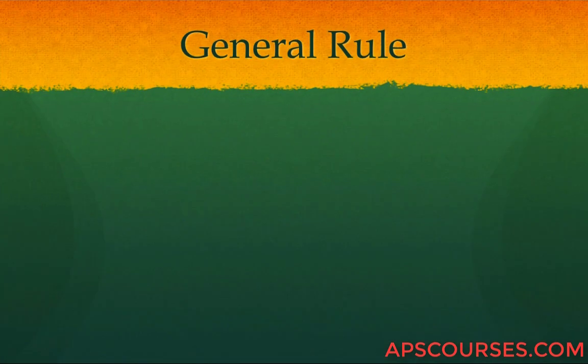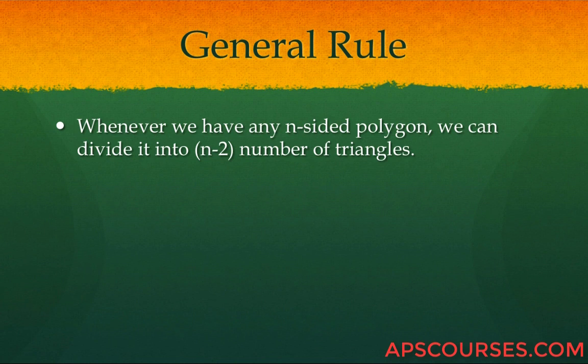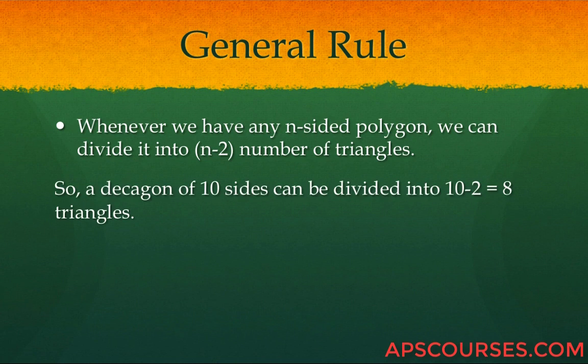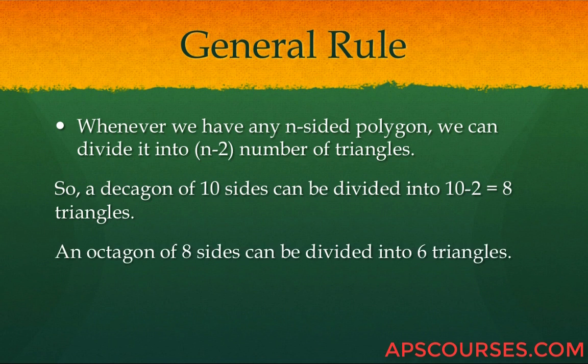So as a general rule, whenever you have a polygon with n sides, you can divide it into n minus 2 number of different triangles. For example, a decagon of 10 sides can be divided into 8 triangles. An octagon of 8 sides can be divided into 6 triangles.